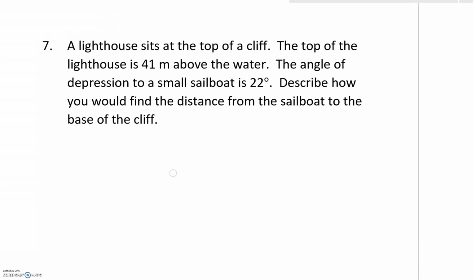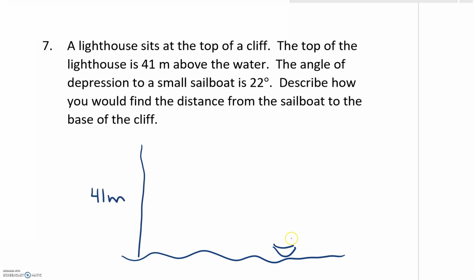And then number 7, we have a lighthouse sitting at the top of a cliff. So here's my cliff. Okay. The top of the lighthouse is 41 meters above the water. The angle of depression to a small sailboat. So here's the water, okay? So the sailboat has to be in the water. This is what's going to create my 90-degree angle triangle, okay?